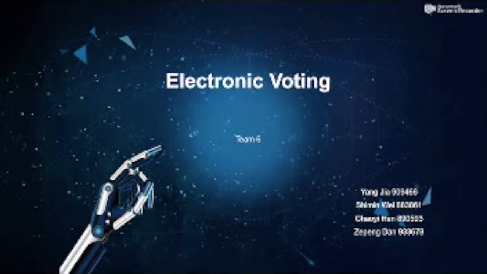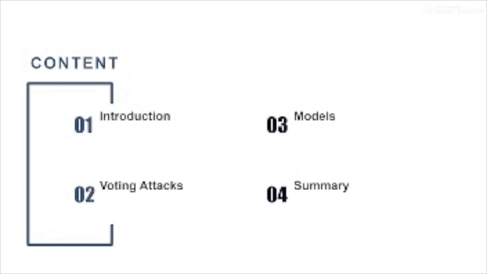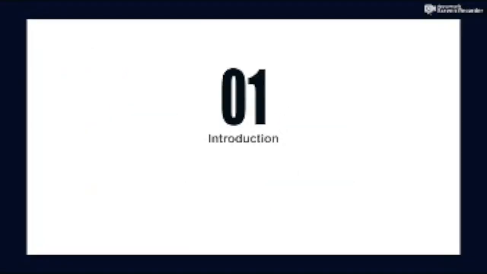In this video, we are going to talk about electronic voting, also known as e-voting. There are 4 parts in this video. We will first give a general introduction of electronic voting, and then discuss the attacks it may face, the defensive models to defeat these attacks, and finally come to a summary.